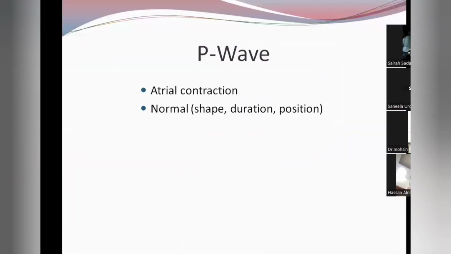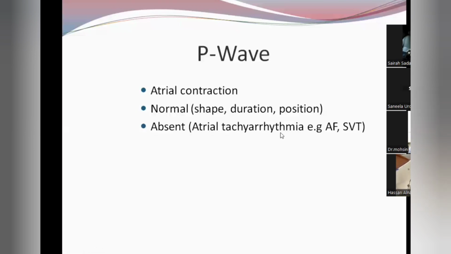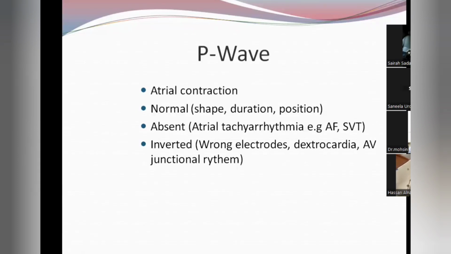Okay, about the P wave. As I've already mentioned, it is generated when the atria contract. So when atrial contraction occurs, the P wave is generated. Now its shape should be normal. What's normal? I will tell you what the normal duration and position are. It may be absent in atrial tachyarrhythmias like atrial fibrillation and SVTs. It may be inverted when the electrodes are wrongly placed or misplaced, in dextrocardia, or in AV junction rhythms.